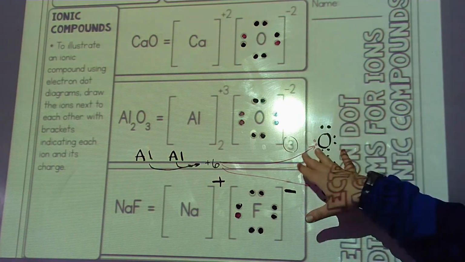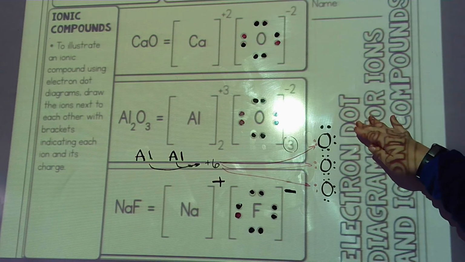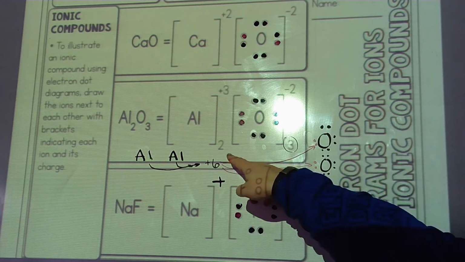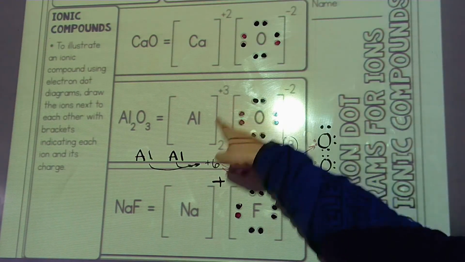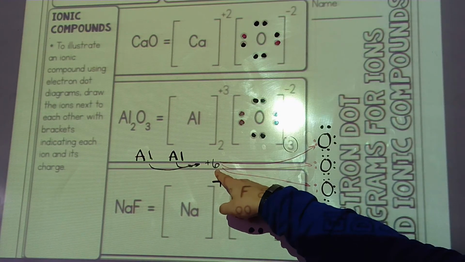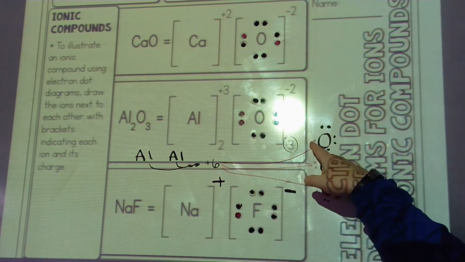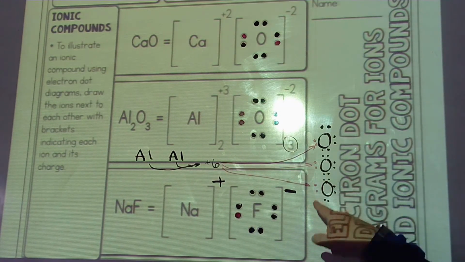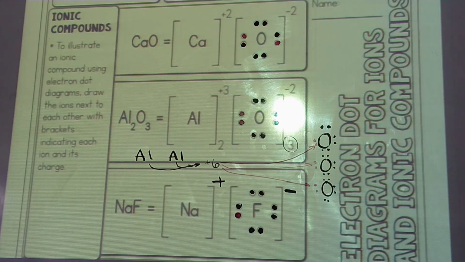This aluminum and oxygen one, look through this again, right? Make sure you understand. The 2 aluminums, each giving up 3 electrons, gave up a total of 6 to 3 separate oxygens, 2 electrons given to each one.